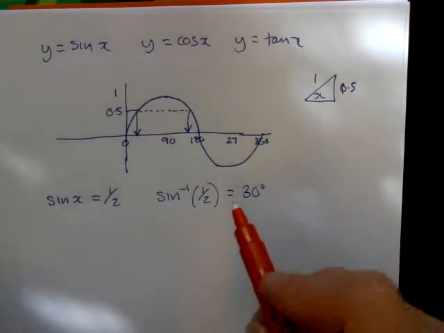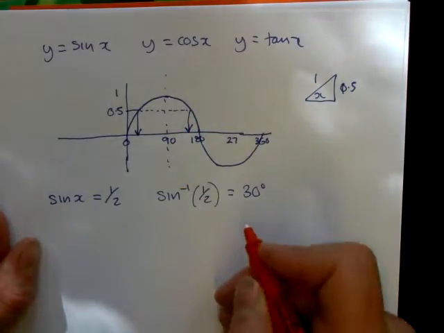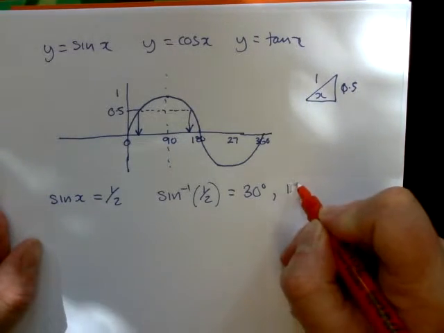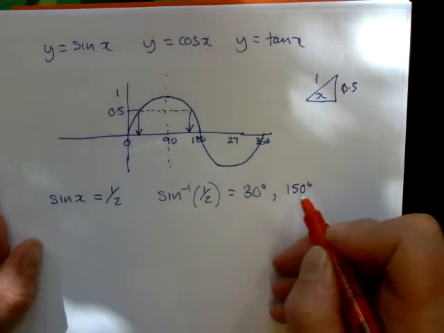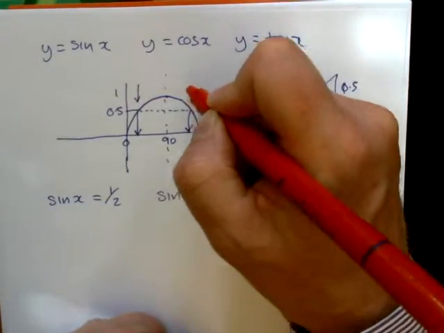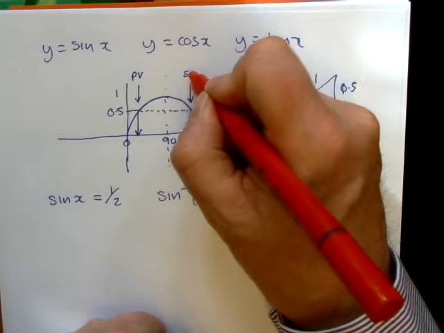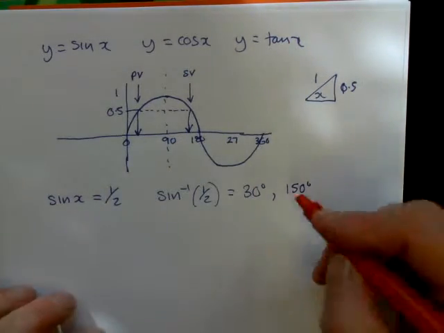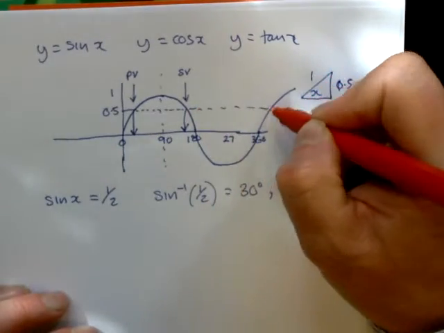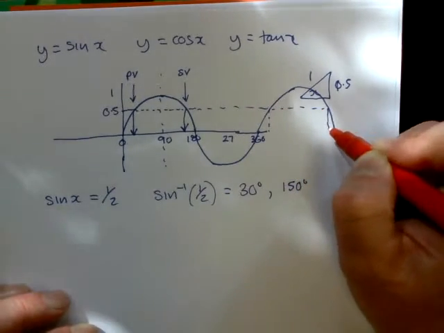So we have to know what the connections are. Now, because of the symmetry of the sine graph, the other angle will be 150 degrees. And the connection between the two angles is they add up to 180. Now, I'm going to show you them here and here. This is called the principal value, and this is called the secondary value. And if I were to continue the graph, you'd find that there's another solution here, and another solution here.